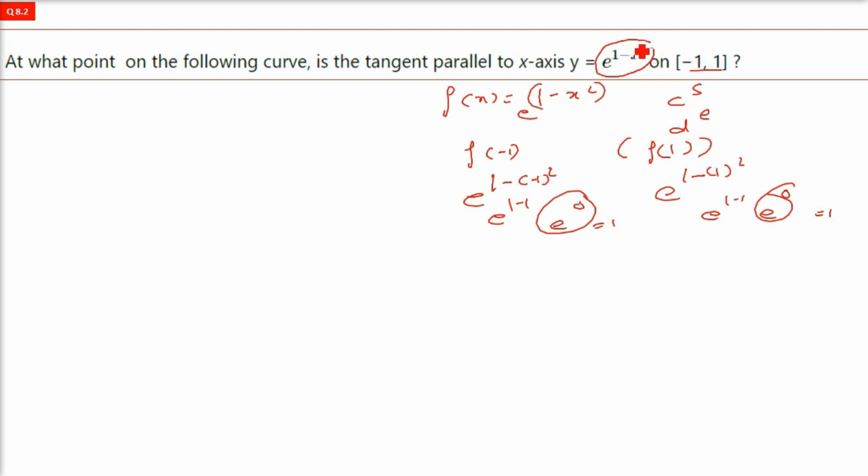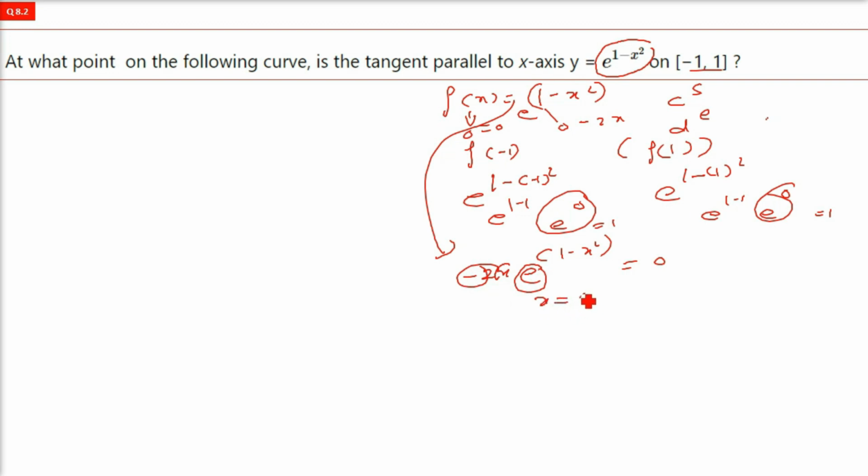Let us differentiate it first. f(x) is e raised 1 minus x squared. So the derivative will be e raised 1 minus x squared, then the differentiation of 1 minus x squared, which is negative 2x. We have to equate this f dash x to 0. As I said, e is a proper value, a number, so e raised 1 minus x squared cannot be 0. Negative 2 is not 0. So the only value we get here is x equal to 0. In this case also, x will be equal to 0.